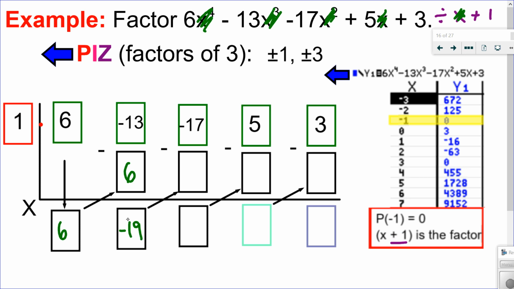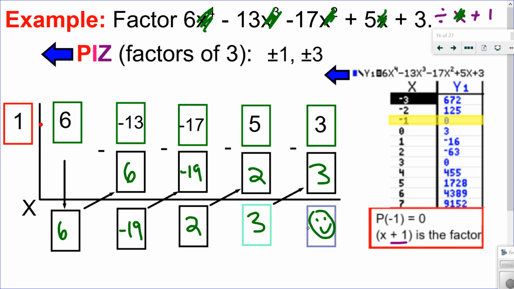1 times -19 is -19. -17 take away -19 is 2. 1 times 2 is 2. 5 take away 2 is 3. 1 times 3 is 3. And 3 take away 3 is 0 for the remainder, which means I did that correctly.